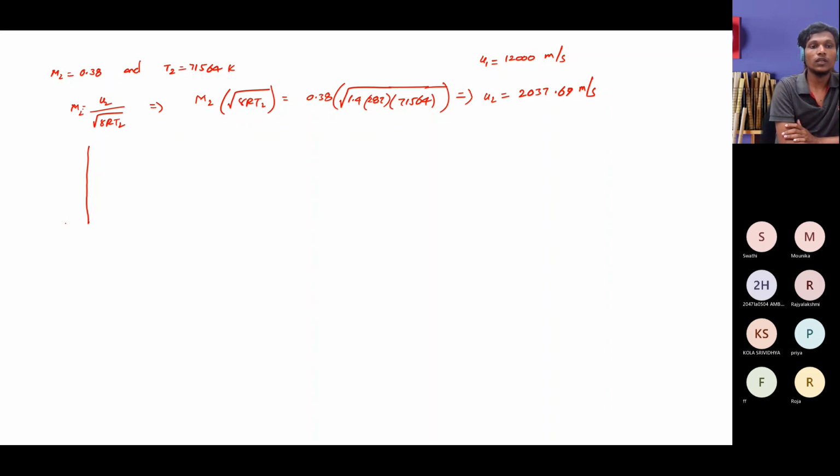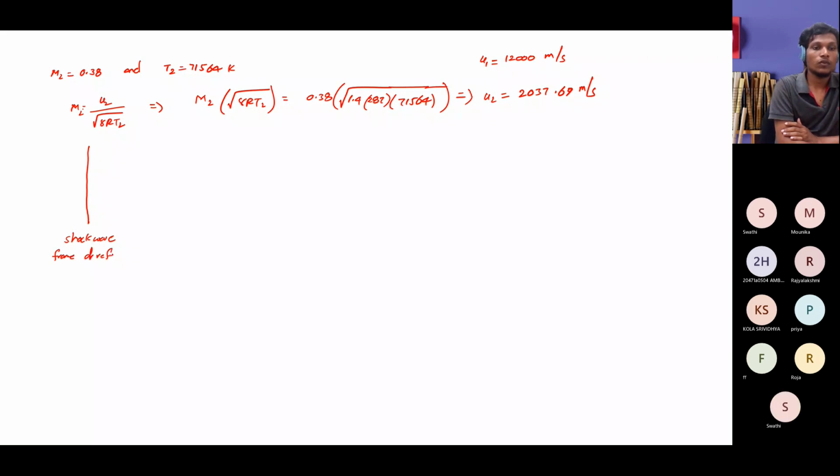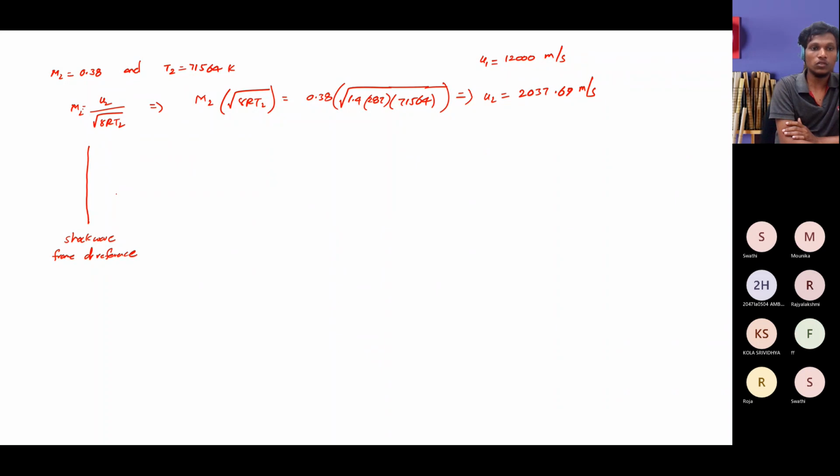Until now, we have been solving in the shock wave frame of reference. When we see things in the shock wave frame of reference, here the flow has a velocity of 12,000 meters per second, and here the flow has a velocity of 2037.69 meters per second. And the velocity of the shock wave is 0 meters per second. This is the shock wave frame of reference.